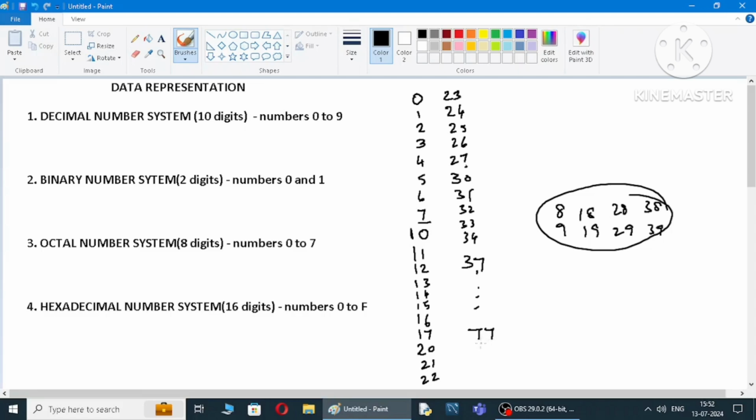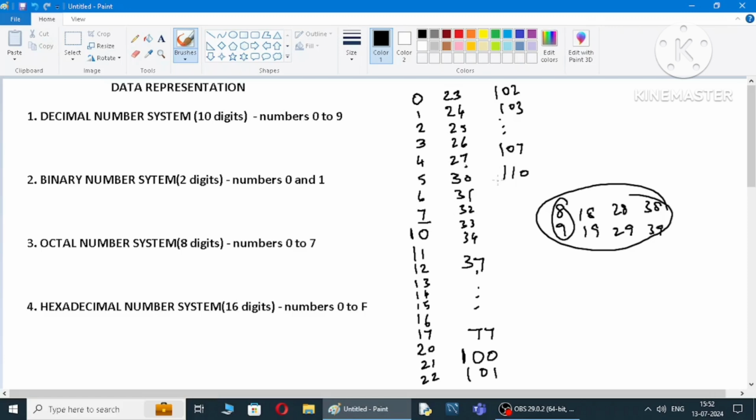So once we reach 77, we move on to the third digit: 100. Whereas in the decimal number system, after 99 comes 100. But here, after 77, we get 100, 101. You should not call this one hundred; it's one, zero, zero. Then 101, 102, 103, 107 and then 110. It goes on like this. So if you skip 8 and 9, you will get the octal number system.